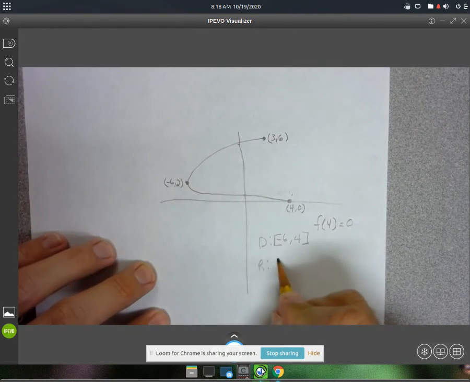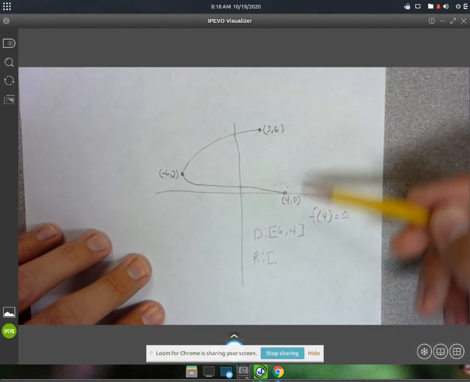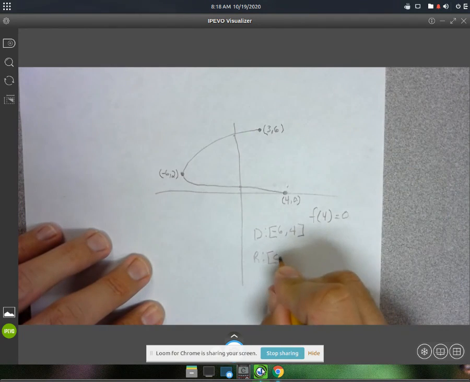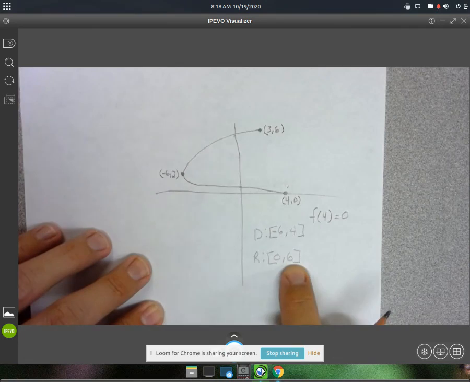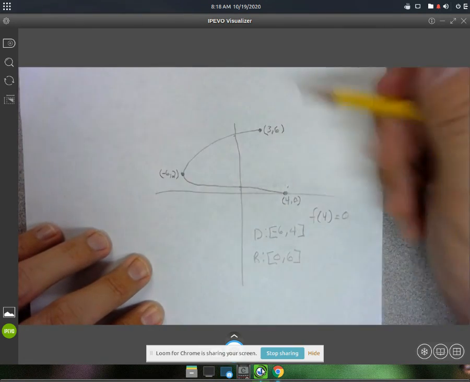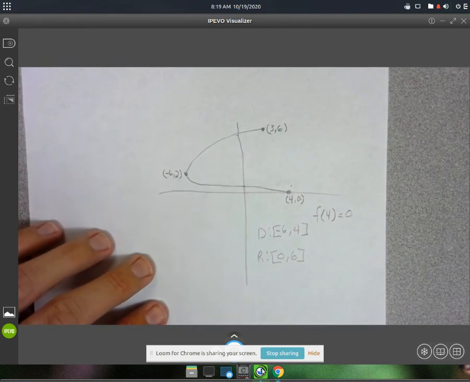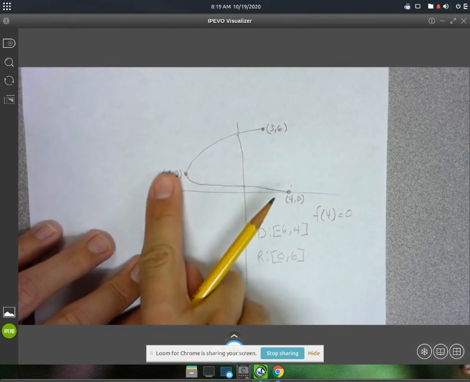The range, the lowest it goes is this spot right here, and it's going to be that y value there, so 0. And the highest it gets is 6, because that's the highest it gets right there, and it's that y value. So the range would be 0 to 6, and the domain, -6 to 4.